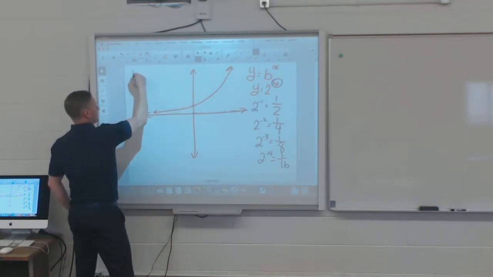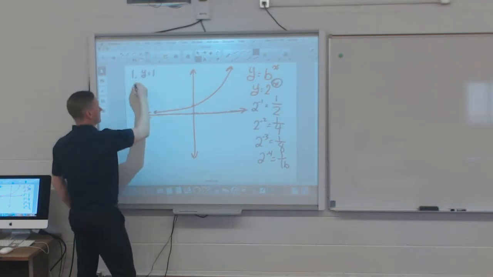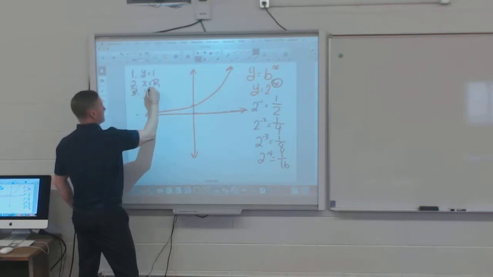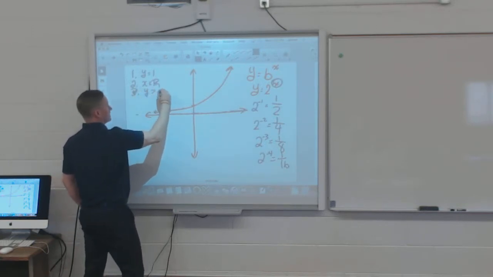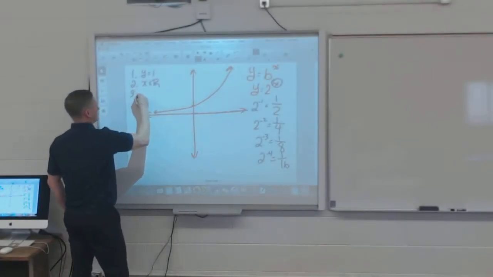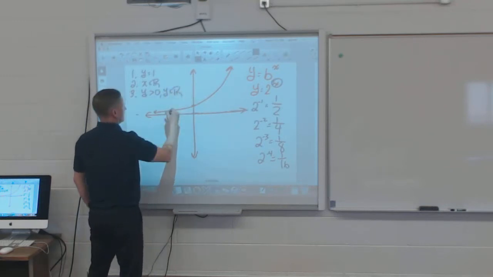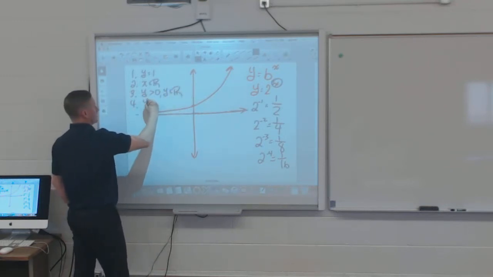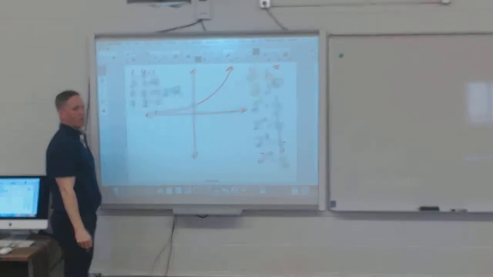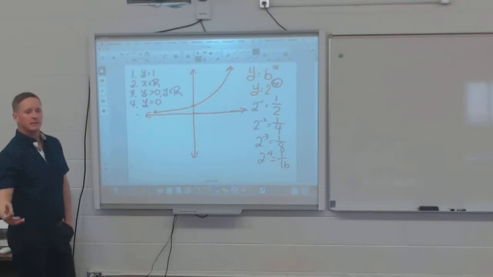So your 4 characteristics of this are: 1, it goes through y equals 1; 2, your domain is x an element of all reals; 3, y greater than 0; and your fourth thing is your asymptote at y equals 0. All 4 of those things we already applied.